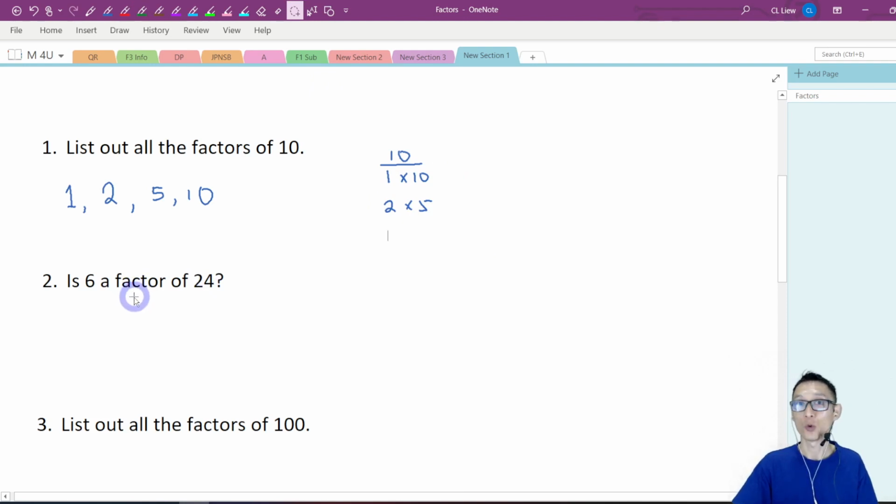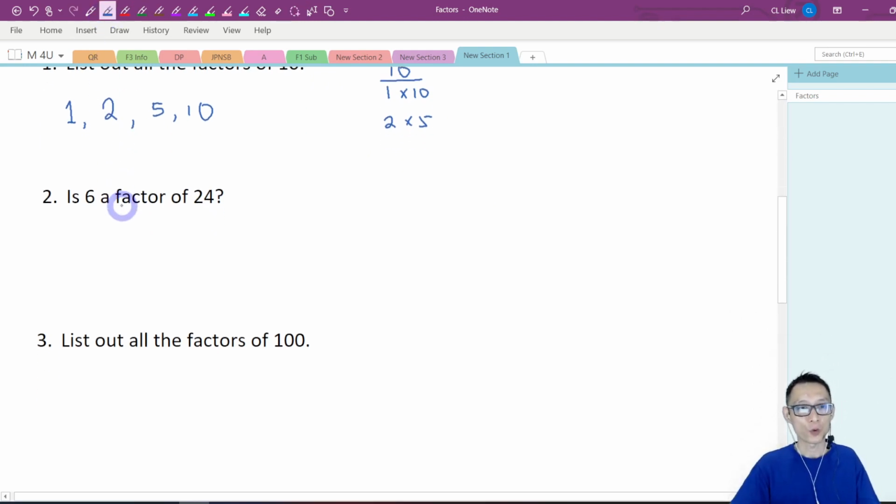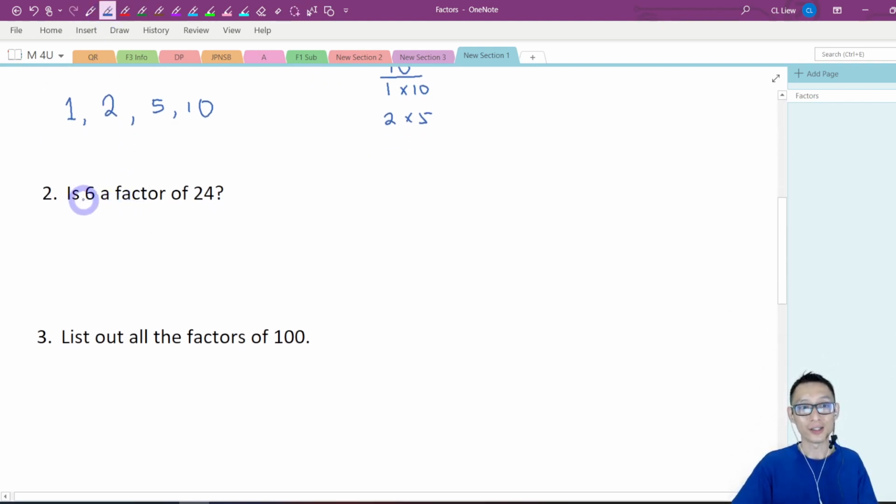Now let's look at question number 2. The question asks you, is 6 a factor of 24? The question only focuses on 6. You don't have to list out all the factors of 24. If you want to list out all the factors of 24, it's okay to do so, but it actually takes a longer time. Since the question only focuses on 6, you just need to test whether 6 is a factor of 24.